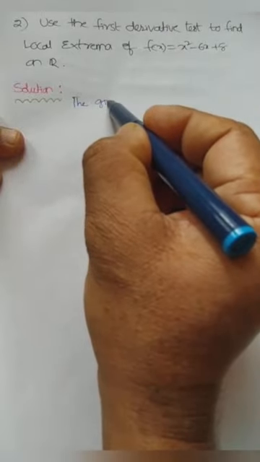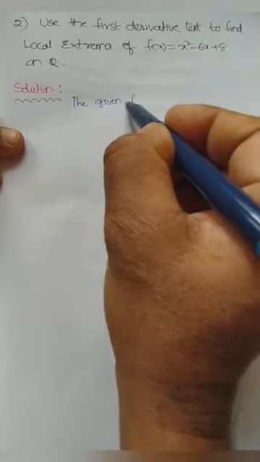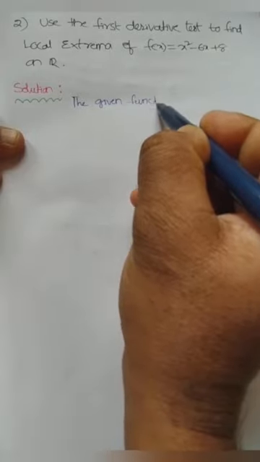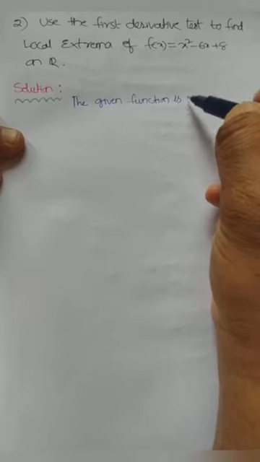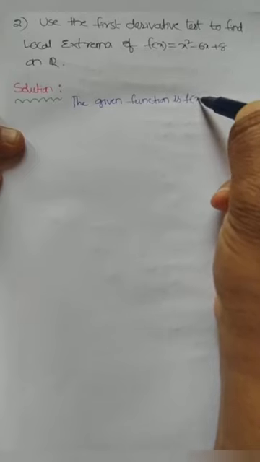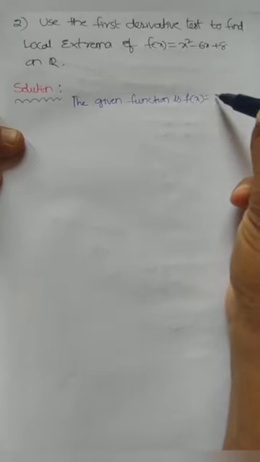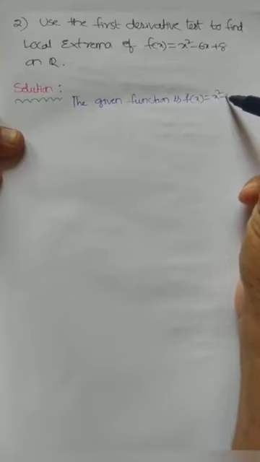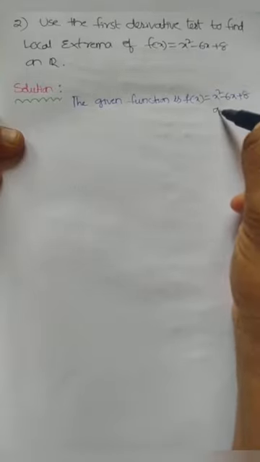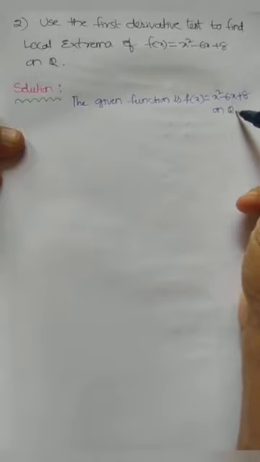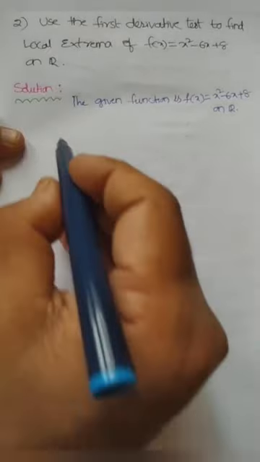Now in the solution, the given function is f of x is equal to x square minus 6x plus 8, on the real number system the function is defined.